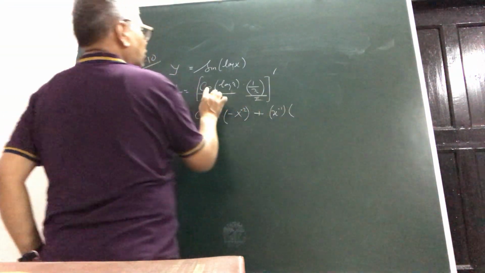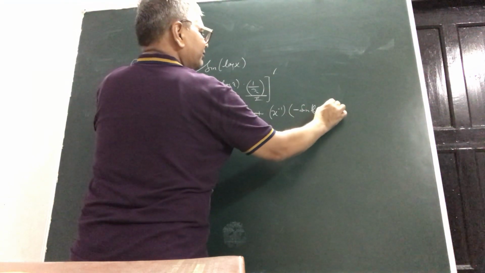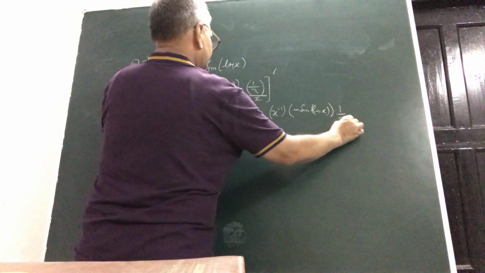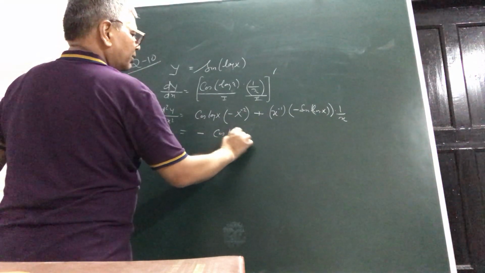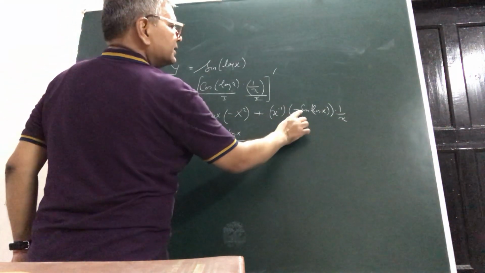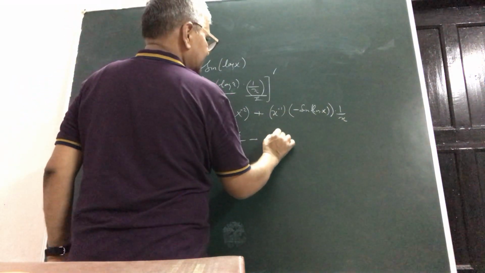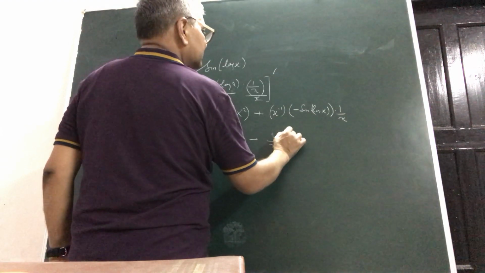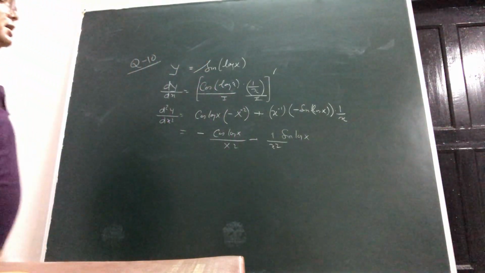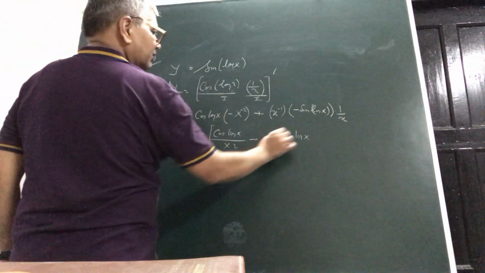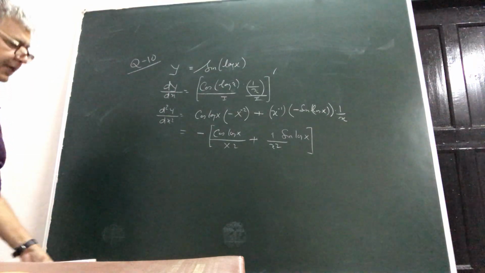What will be the derivative of cos log x? It will be minus sine log x, and derivative of log x is what? 1 upon x. So this will be the answer: minus cos log x upon x squared, and then this minus again, and 1 upon x is 1 upon x squared, and then it is sine log x. So this would be the answer. If you take minus sign common, then you will have a plus over here. So simple it is.